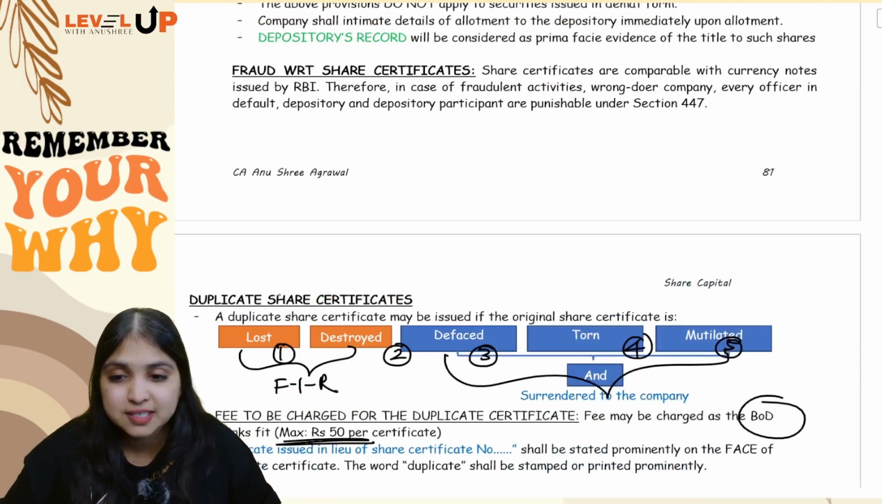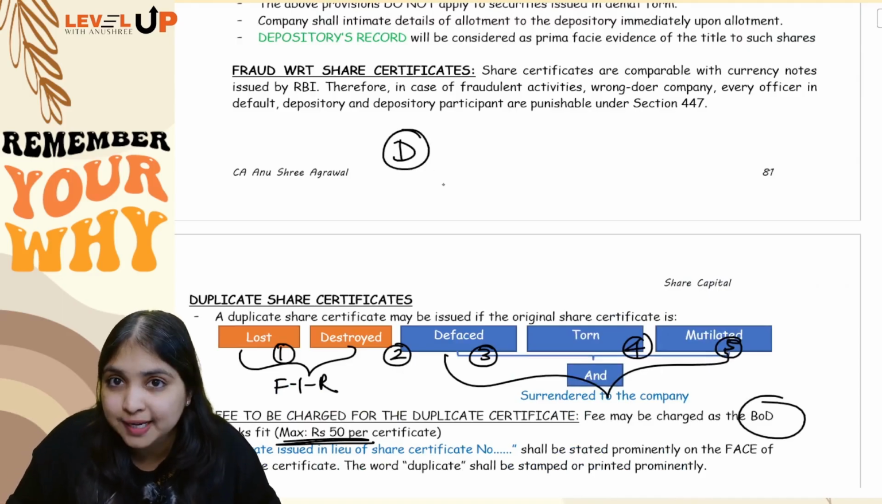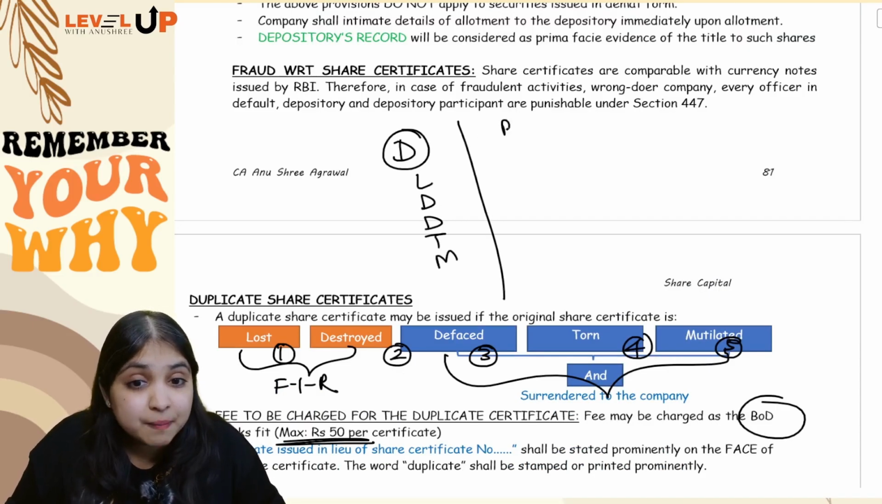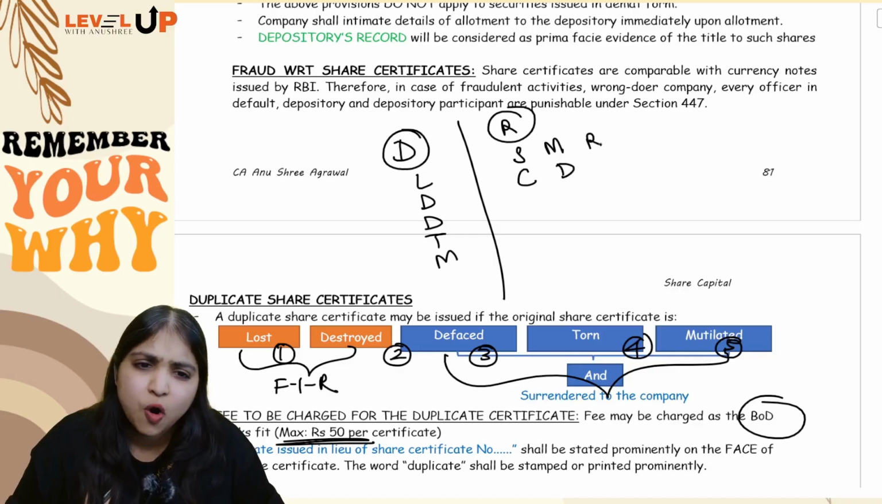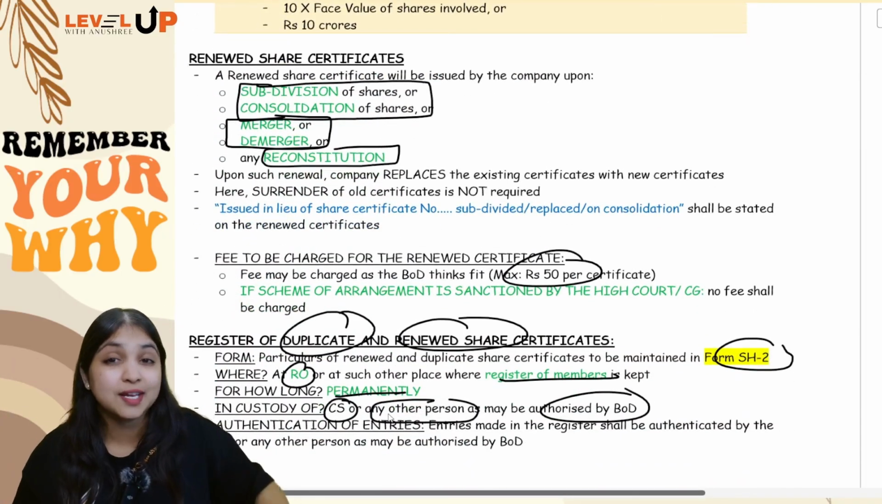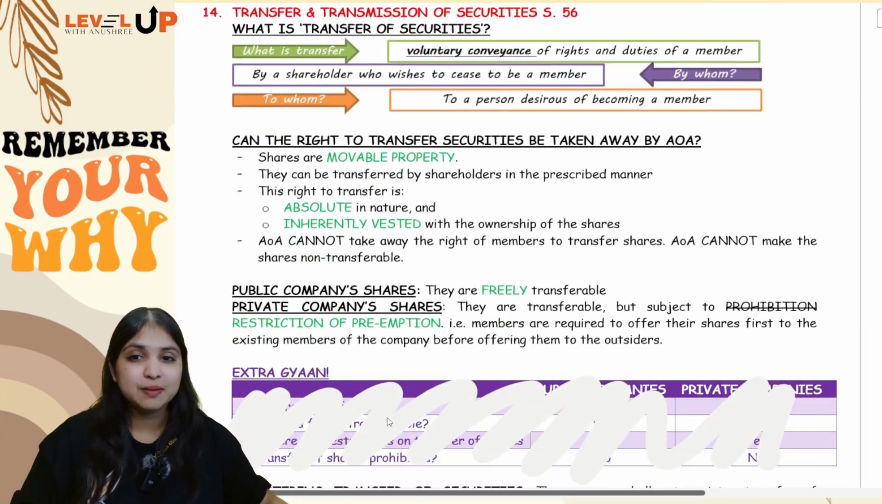Just tell me the key words, guys. Duplicate share certificate, tell me the key words. When will the company issue a duplicate share certificate? If the original is lost, destroyed, defaced, torn or mutilated. And when will the company issue a renewed share certificate? If there is subdivision of shares, consolidation of shares, merger, demerger or any other reconstitution. Okay, and also remember, in a renewed share certificate, we don't have to surrender the original share certificate. Alright, come on everybody, let's go ahead.